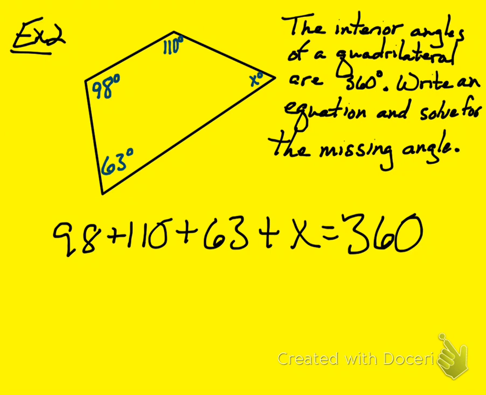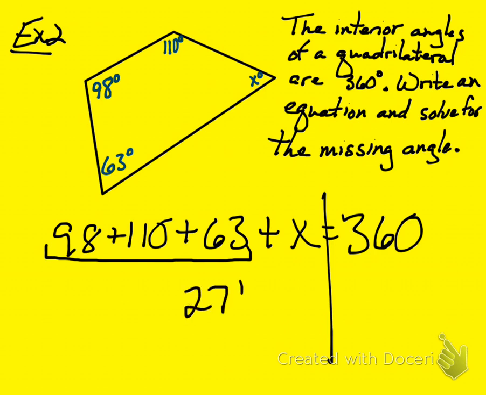Okay? Now you might be saying, wait, it doesn't look like the last one. It's all right. I've got a lot of numbers all here together. So what I want to do first is combine all of those because they're all on the same side. If they're all on the same side, you can combine those. So I'm going to get out my trusty calculator and do 98 plus 110 plus 63 equals, and I get 271 plus x equals 360.